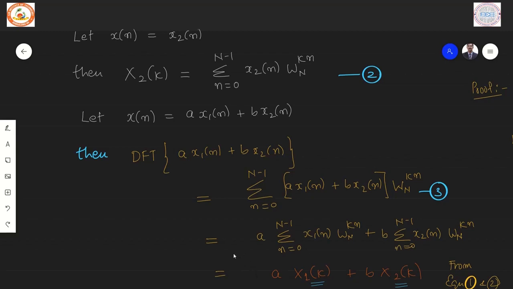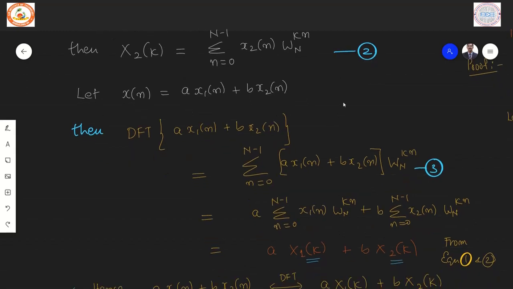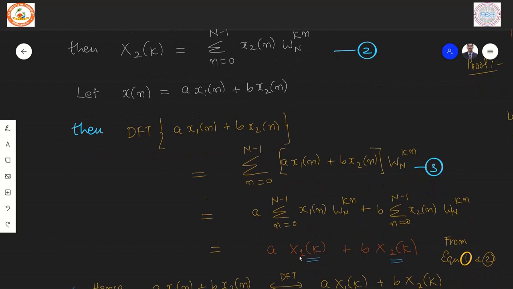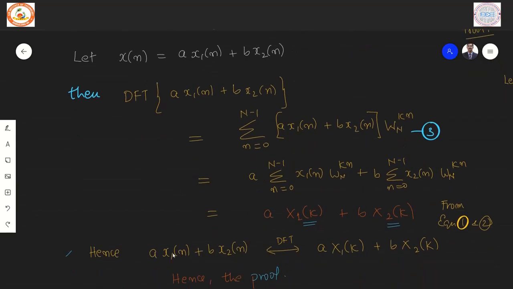Now, from equations 1 and 2, this is the result that we have expressed, and from this we can state that the DFT of a times x1 of n plus b times x2 of n is equal to a times capital X1 of k plus b times X2 of k. Hence the proof.